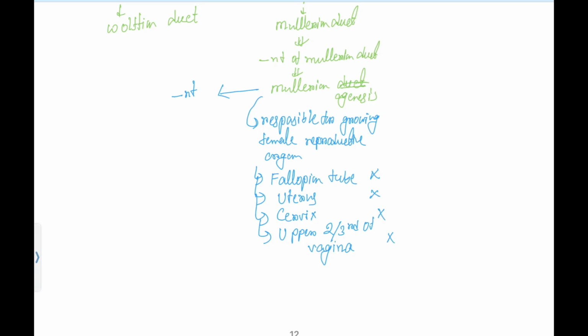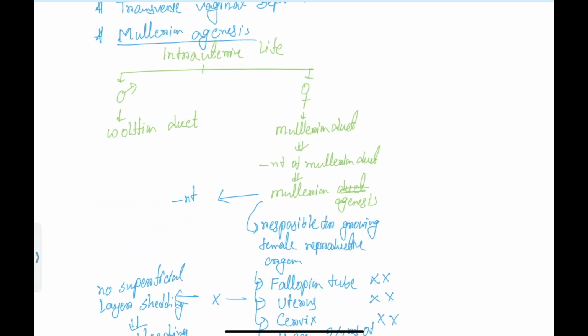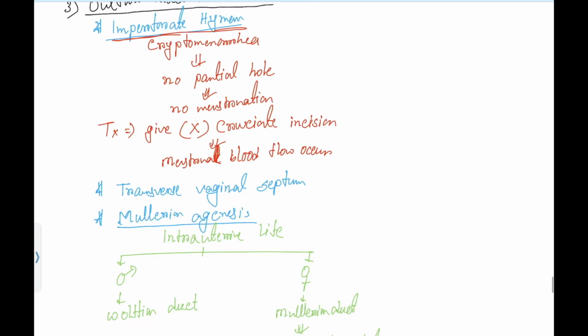Now if the Mullerian duct is absent, then there will be no fallopian tube, no uterus, no cervix, no upper 2/3 of vagina. And if no uterus is present, there will be no superficial layer shedding off. If there is no shedding, there will be no bleeding. If there is no bleeding, there is no menstruation. If there is no menstruation, that comes under amenorrhea. So Mullerian agenesis is also one of the reasons for causing primary amenorrhea.